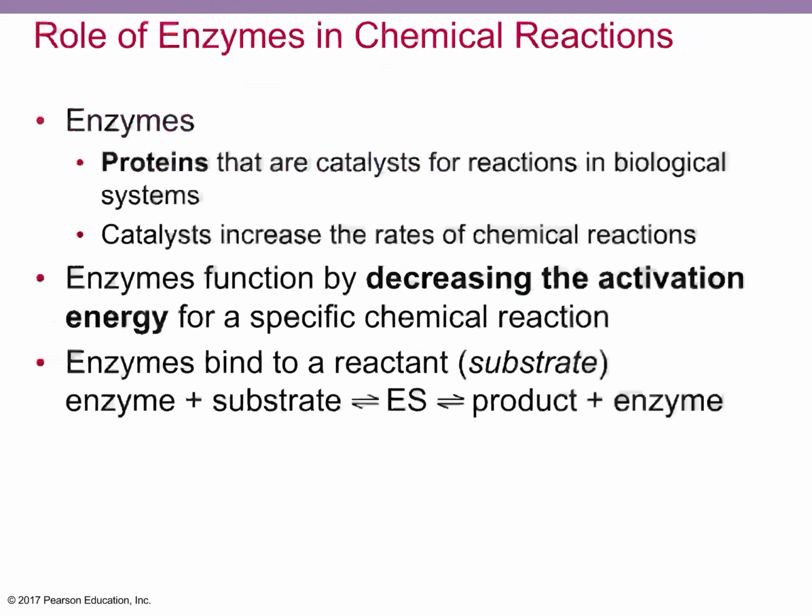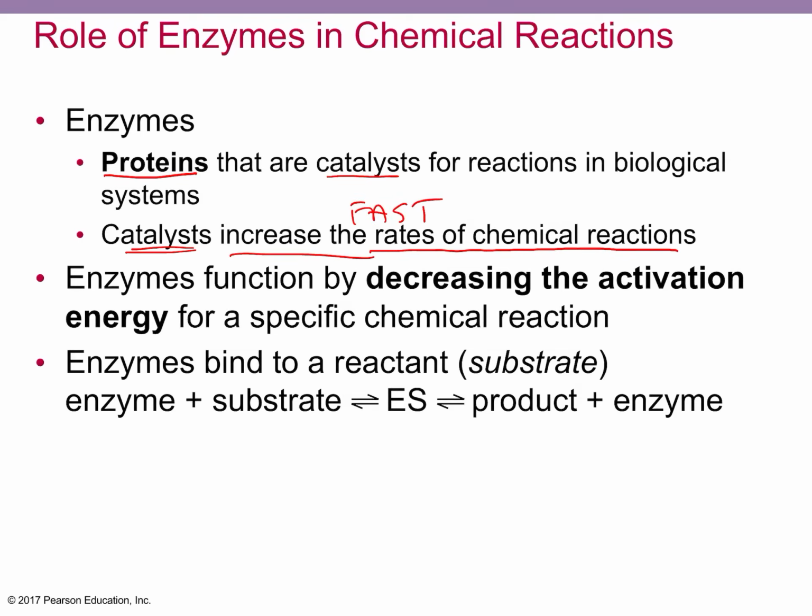All right, so what do enzymes do in the process of chemical reactions? Enzymes are proteins, and they are catalysts for reactions in biological systems. Catalysts, by definition, increase the rates of chemical reactions. That's what catalysts do in chemistry. They make reactions go faster, right? Increase the rate, make it go faster.